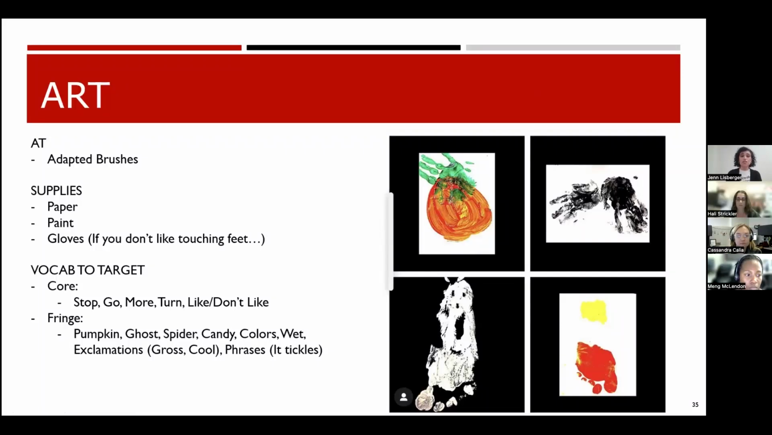Your supplies are just paper, paint, and if you don't like touching feet and you don't like the mask, gloves, and soap and water, because you wash that off. And then very similar core vocabulary, but I added like and don't like. Again, that is appropriate for all of them, but because this is more sensory based, that's something that you should have readily available. The items that we are painting would be accessible as fringe.